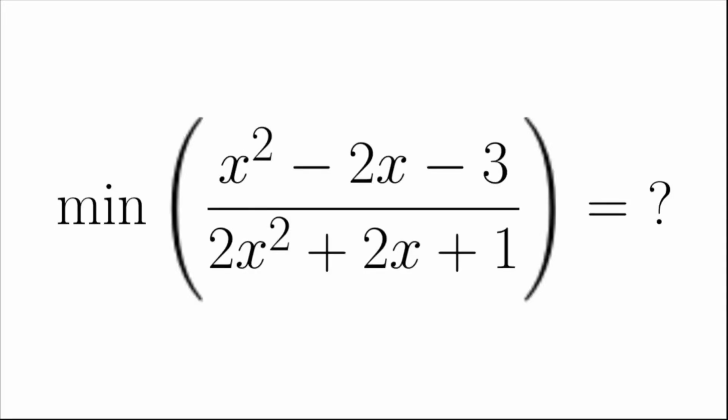In this video, we are going to find the minimum value of the function f of x equals x squared minus 2x minus 3, all divided by 2x squared plus 2x plus 1.